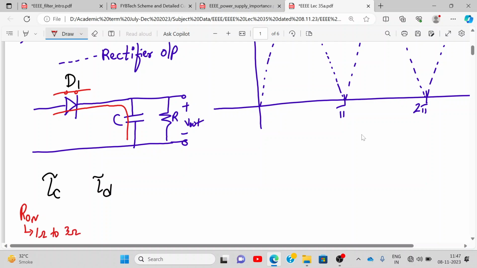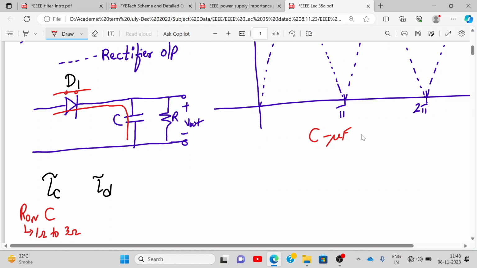Very small value. But whenever the diode is on, its on-state resistance is less, which means what? It allows more current to flow. There is off-state resistance also, and on-state resistance also. So when the diode is on, its on-state resistance R on is multiplied by C. Now, normally, what is the value of C? In microfarad, correct? And this R on is 1 ohm or 3 ohm.